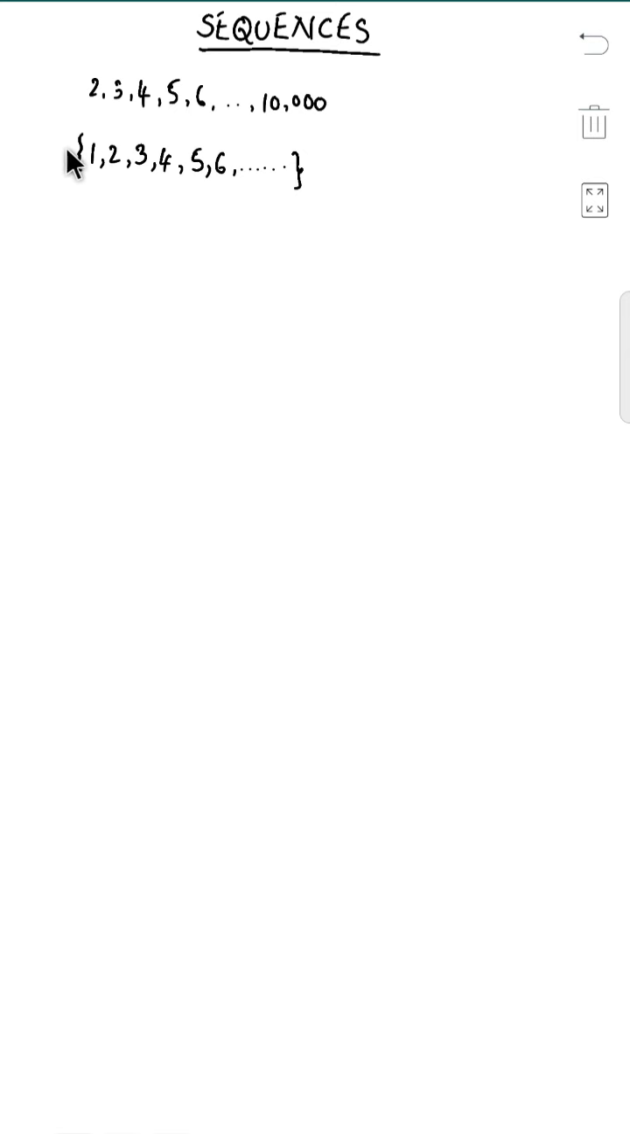So this is one example of a sequence, and as far as the basic definition is concerned, a sequence is an ordered list of infinite numbers. An ordered list of infinite numbers.